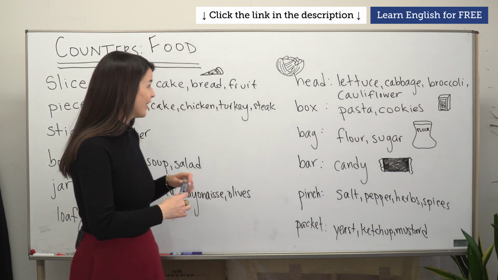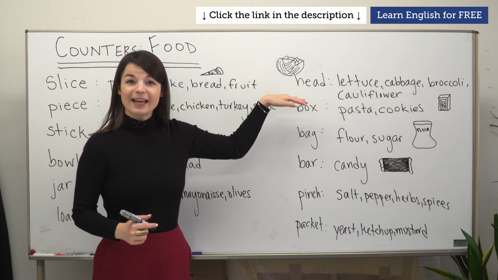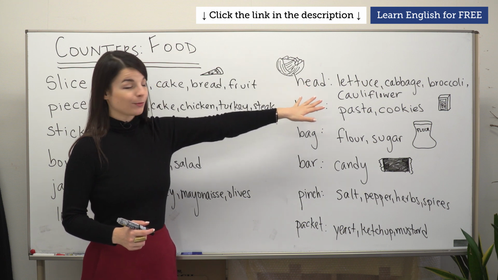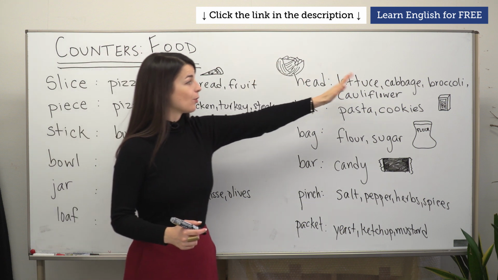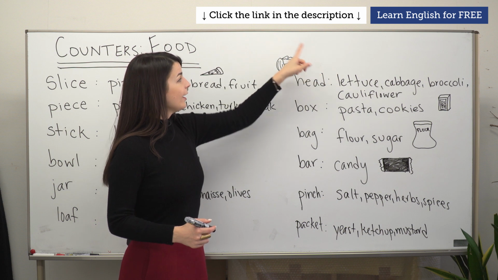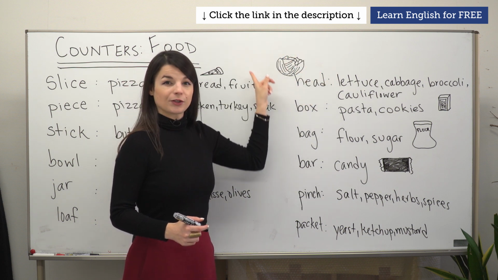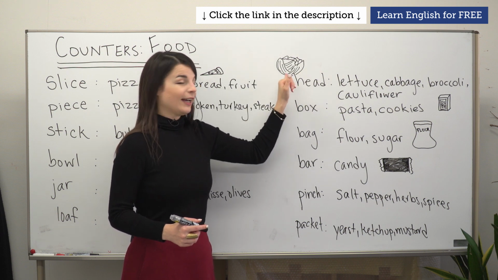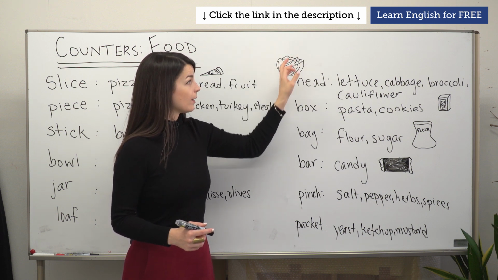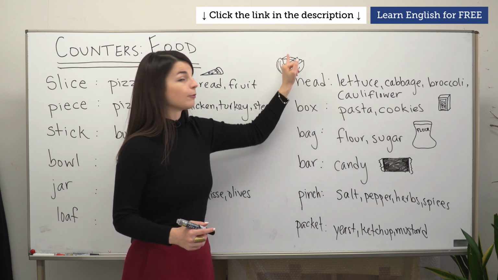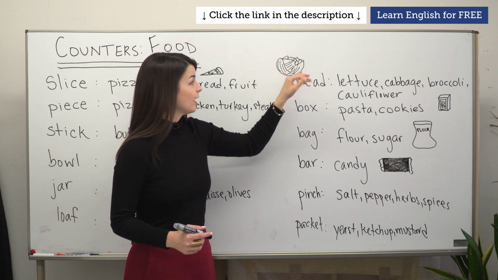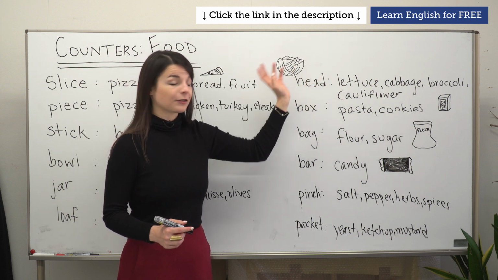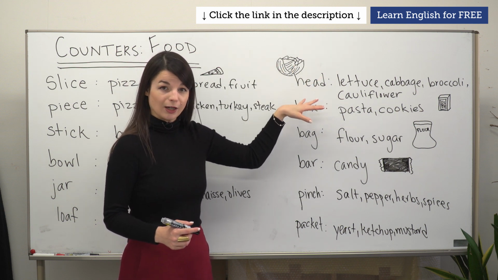On to the other side. The next word is head, a head of something. We use this for some vegetables like lettuce, cabbage, broccoli, cauliflower. Kind of, you can look at it in this sort of shape. It has this very round side, and then maybe there are some leaves, or there are, like with cauliflower, some flowers at the edge, the other edge. So we use the word head to talk about this. So a head of lettuce, or a head of cabbage, a head of cauliflower.